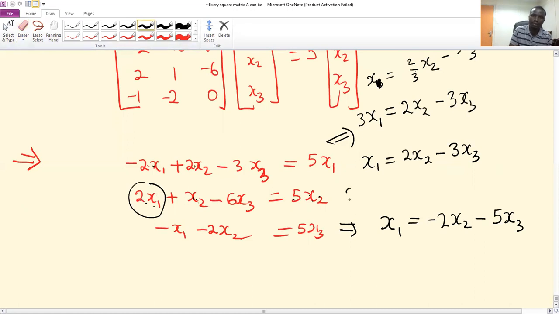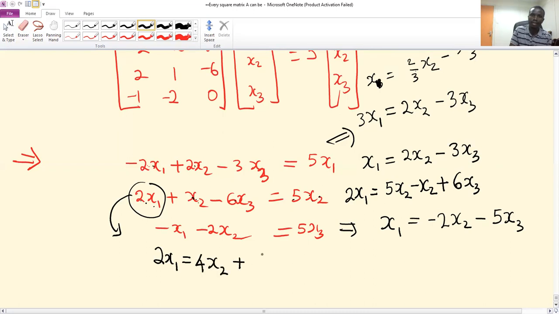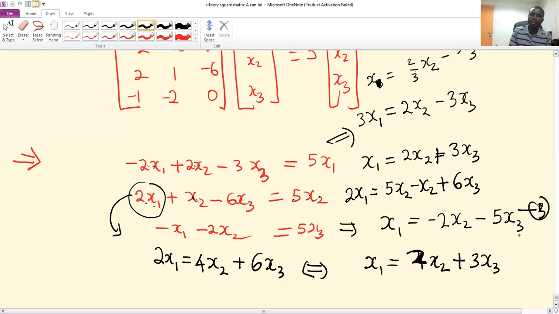So 2x1 equals 5x2, and then this would be minus x2, and this would be plus 6x3. So it tells us that this will give us 2x1 equals 5 minus 1 is 4x2 and then plus 6x3, which implies, dividing through by 2, x1 is given by 2x2 plus 3x3. Now this is equation 3, this is equation 2.